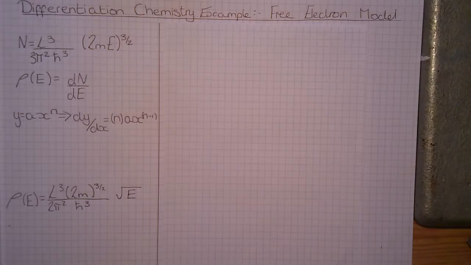This video is a chemistry example of algebraic differentiation. The example we'll be looking at is from the free electron model in a 3D box. All the terms used in this video are numerical values and constants, and they're all defined in the link below.